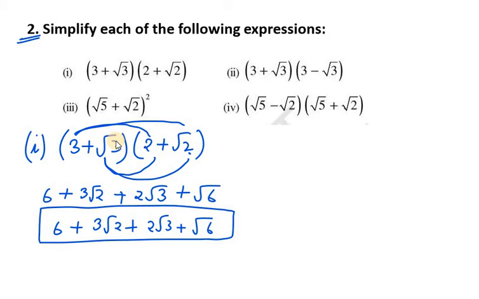Like in this case, the second term has under root 2, the third term has under root 3, and the fourth term has under root 6. So therefore we can't add these terms.